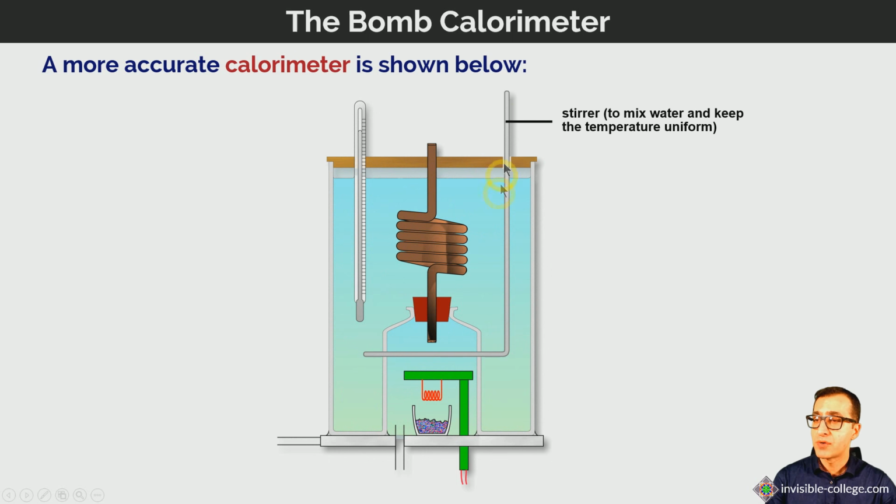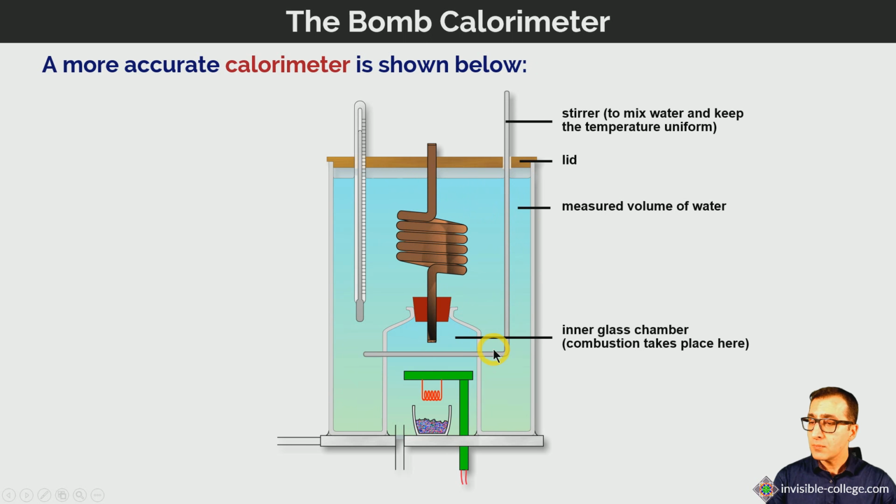So once again, we have a stirrer. We have the lid of the calorimeter, which is insulated. We have a known measured volume of water. Now, inside this chamber, we have an inner chamber. This is actually where the combustion of the food substance takes place. The way that this works is that we have an electrical heating coil here, and we have, again, an insulated base, typically made of asbestos or some other insulating heat retardant material.